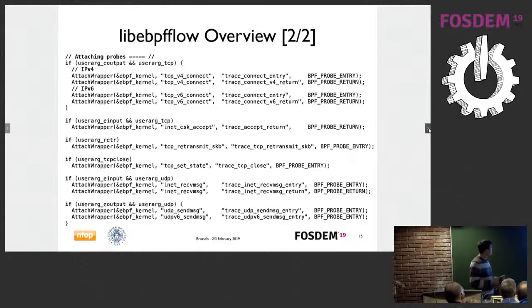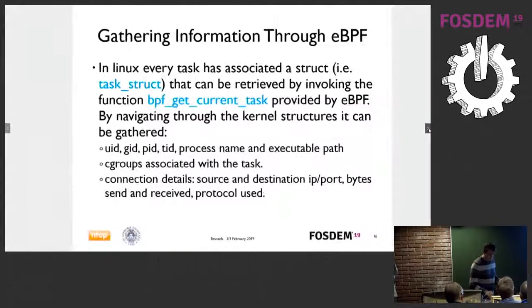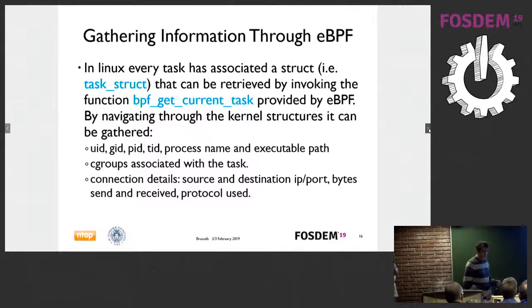Another thing that we can capture is the events regarding the retransmissions, and this is it. What we've done is use a BPF helper function, BPF get current task, to obtain the struct associated to each thread and process. By navigating through the kernel structures, we can collect information such as the user or, for example, the C group.